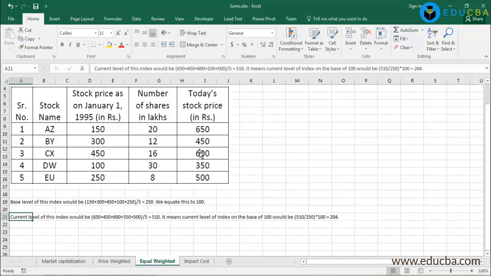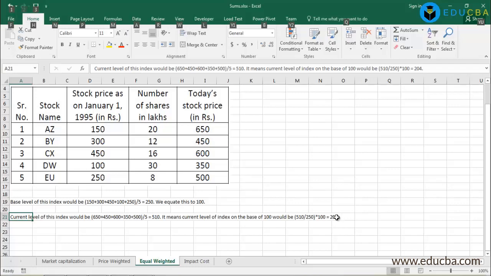Now the current level of this index would be derived in a similar way: 650, 450, 600 and so on. We won't consider the number of shares, we'll just take the prices, add all of them, and divide by 5, which comes to 510. Now to derive the current level of the index to the base of 100, it would be 510, which is the current one, divided by 250 into 100, which comes to 204.